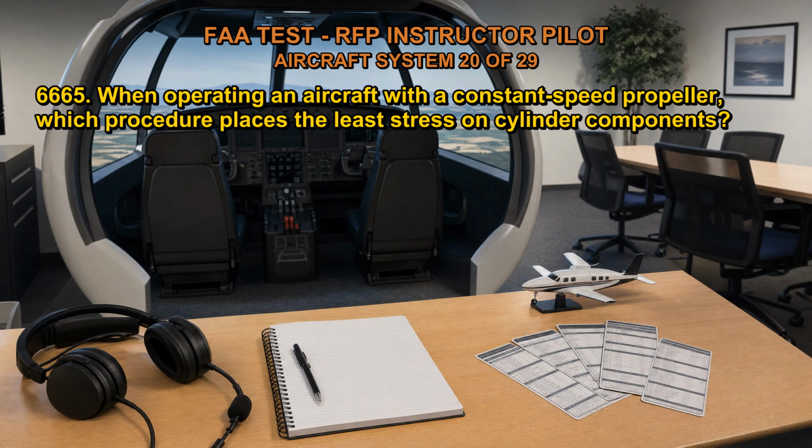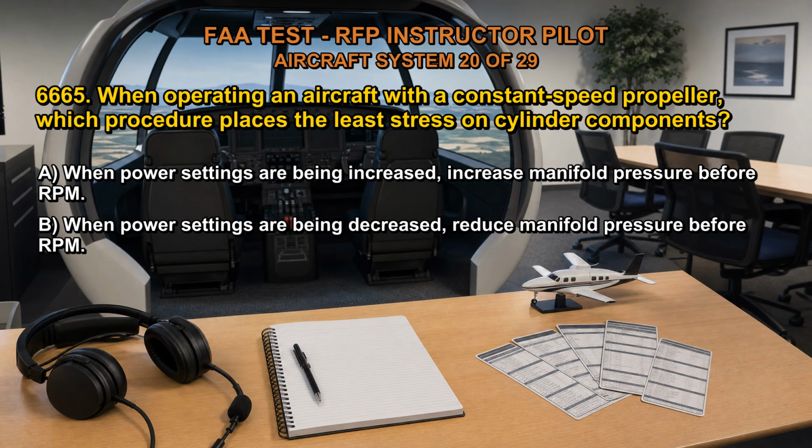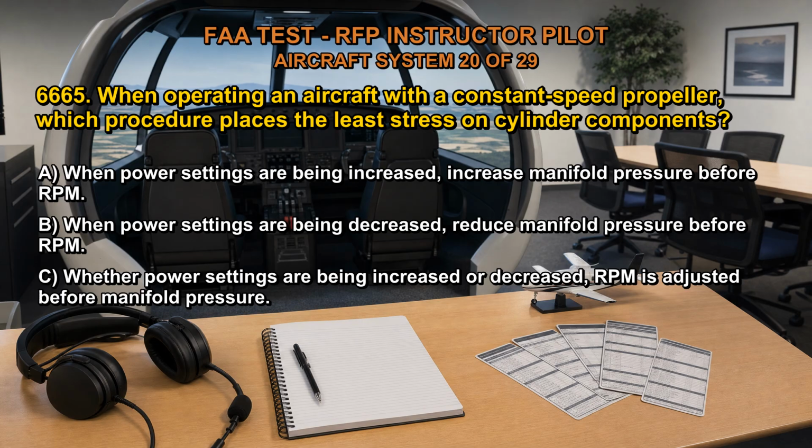6665. When operating an aircraft with a constant speed propeller, which procedure places the least stress on cylinder components? A. When power settings are being increased, increase manifold pressure before RPM. B. When power settings are being decreased, reduce manifold pressure before RPM. C. Whether power settings are being increased or decreased, RPM is adjusted before manifold pressure.